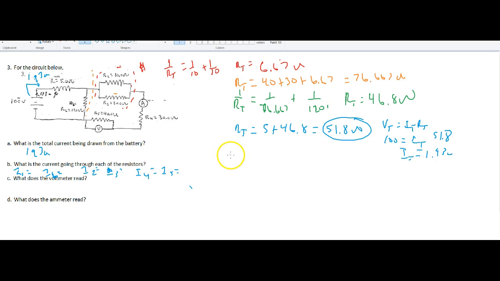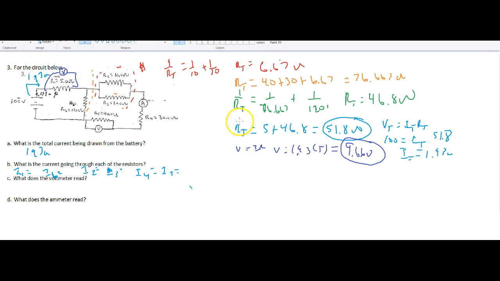So we're going to now look at this thing and go, all right, well, if that much current's coming out of the battery, then it must all go through this one resistor here. So the voltage drop across there must be V equals IR, right? V equals IR. And so that's just going to be V equals 1.93 times 5, and I get 9.66 volts. Okay, so now I got 9.66 volts there.